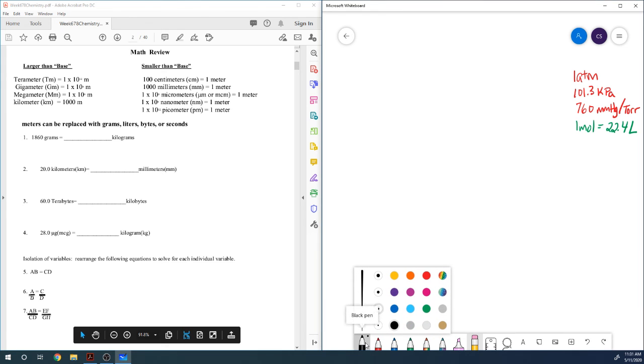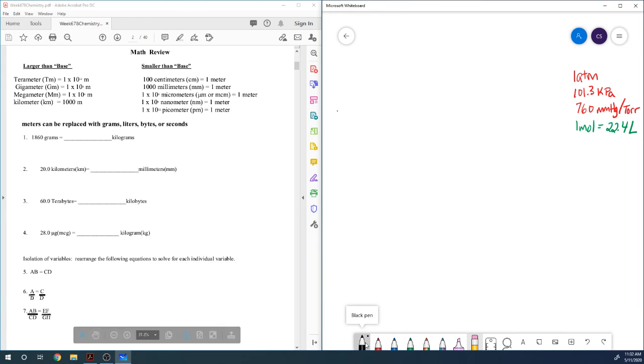So number one says how many kilograms equal 1860 grams. I don't want the equal sign there. Sorry. So if we open our parentheses, what's on top goes on bottom, right? So we put grams on bottom and we go straight to kilograms.